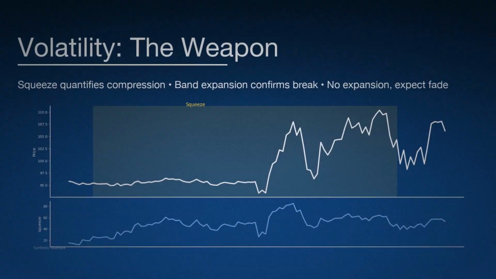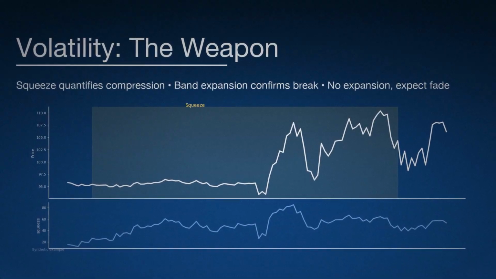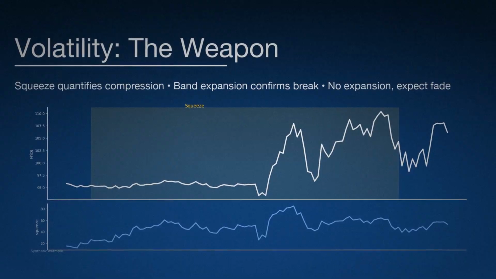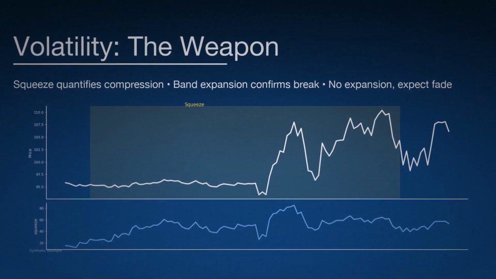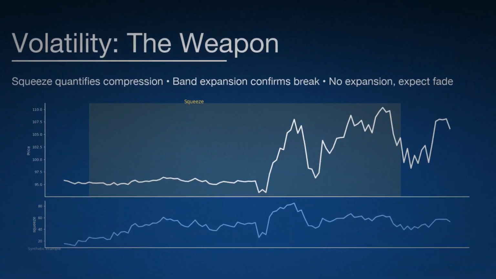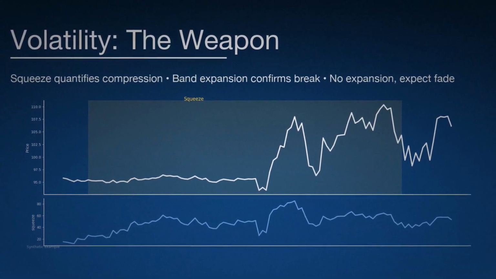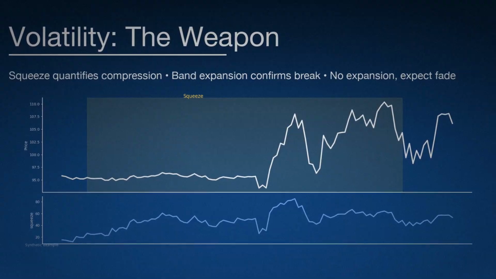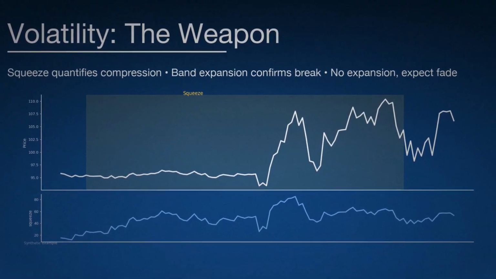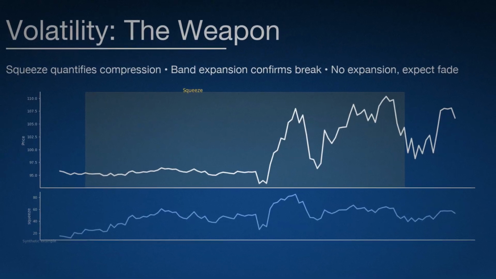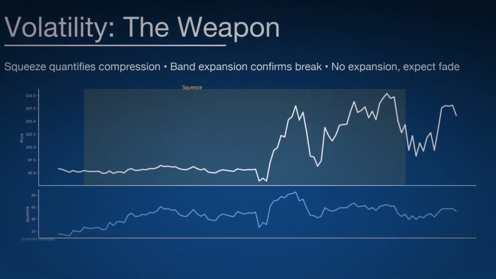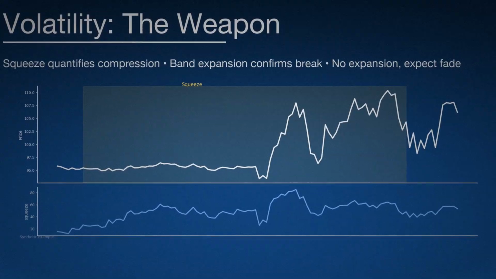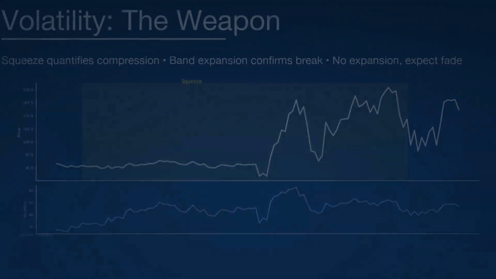Patterns like ascending triangles and pennants are compression structures. Bollinger Bands and the squeeze indicator quantify that compression. When bandwidth contracts to the lowest reading in 6 months and then expands on the breakout candle, you have mathematical proof that volatility is reigniting. A breakout without band expansion is usually a fake-out that mean reverts within 2 or 3 bars.